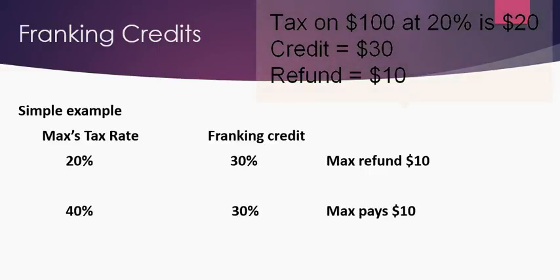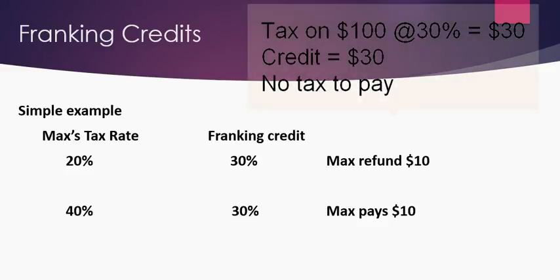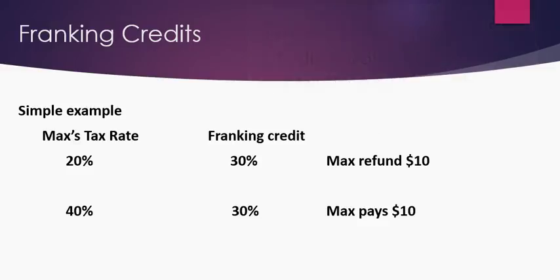So in this simple example, let's say Max has a tax rate of 20%. He has the franking credit of 30%. Max will get a refund of $10. However, if Max's tax rate is 40%, the franking credit is 30%, Max will have to pay $10. And finally, if Max's tax rate was 30%, the franking credit was 30%, then Max would have nothing to pay at all, and he would not get a refund.